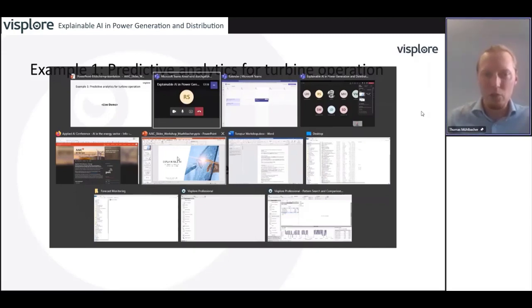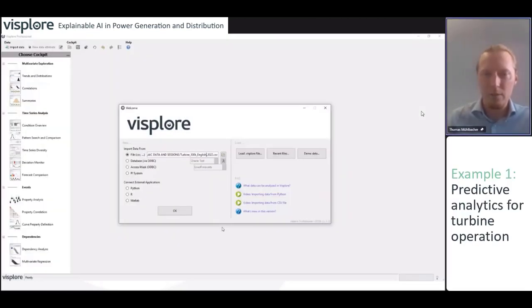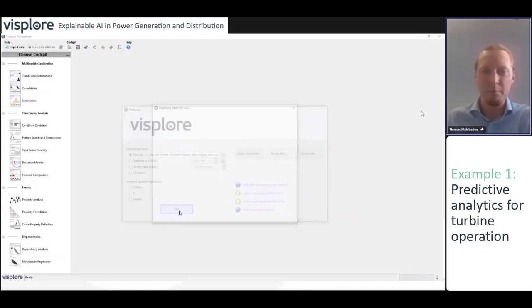So let me switch here. Yeah. So what I have started now is our software Explorer. It's a tool for data analysis tailored to power generation and distribution use cases. You can load your data from many sources here. In this case, I will load a CSV file, but databases, Python, etc. are additional options. Now I load this data set from the turbine.